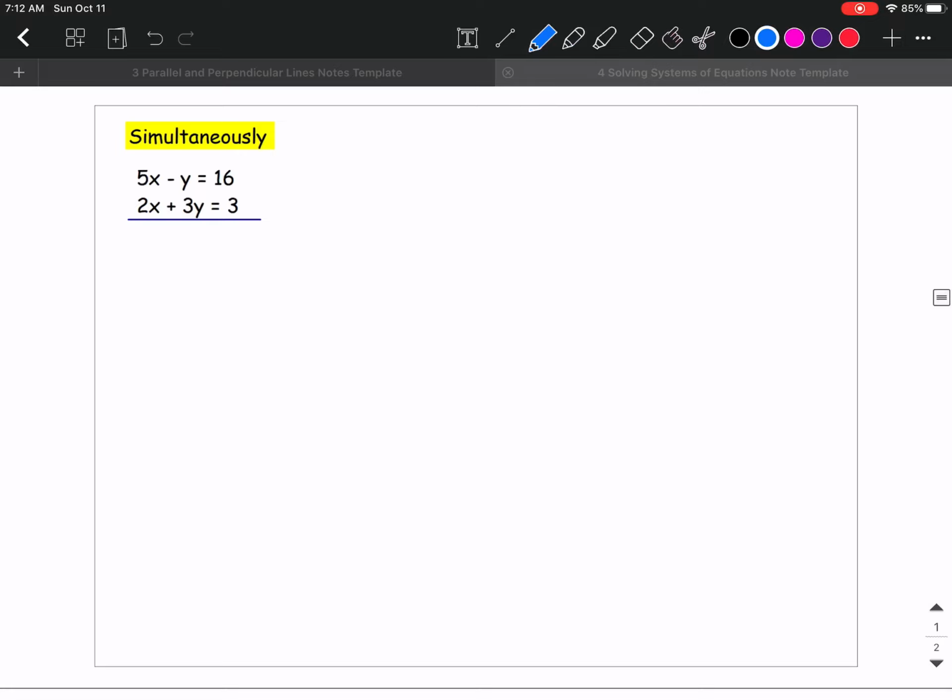Okay, so our next method is simultaneously, or sometimes, and I usually prefer, the elimination method. Now, in the elimination method, the idea is to eliminate one of the variables by adding the two equations together. Now, if we look at these two equations, 5x minus y equals 16 and 2x plus 3y equals 3, and we try to add them together, we're not going to eliminate a variable because we're going to have 7x's and 2 y's.